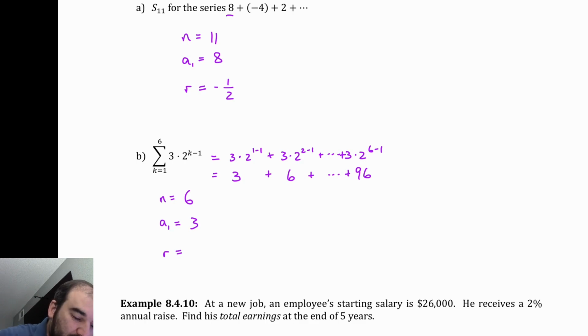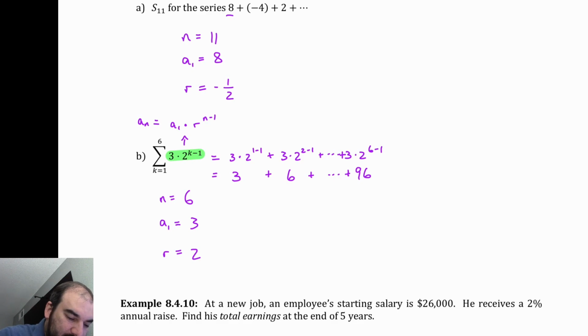And then the common ratio from one term to the next, if you remember, this is the explicit formula for the kth term of this series. So this perfectly mirrors a1 times r to the n minus 1. Right? If you remember, that's the nth term of a geometric series. So where we find r in this formula is right here. The 2 is the r.